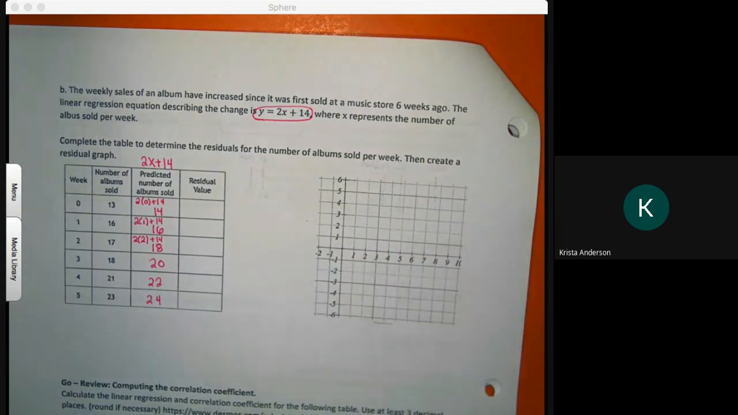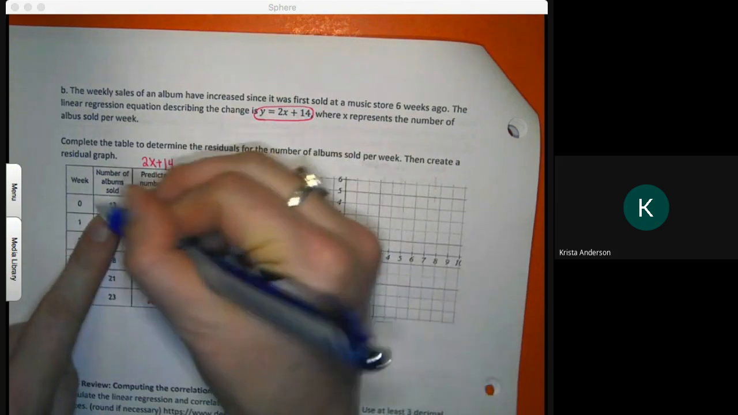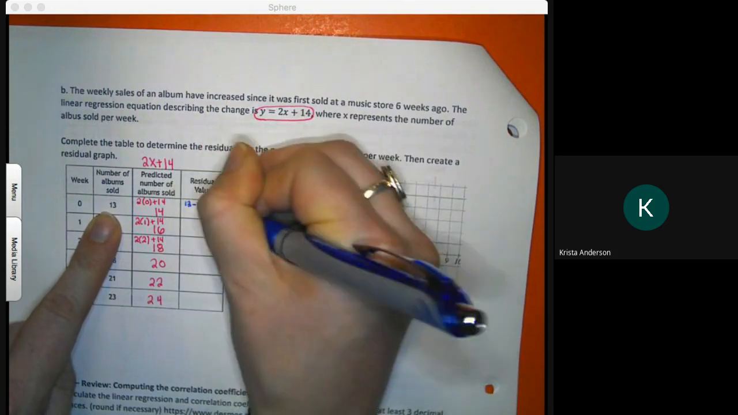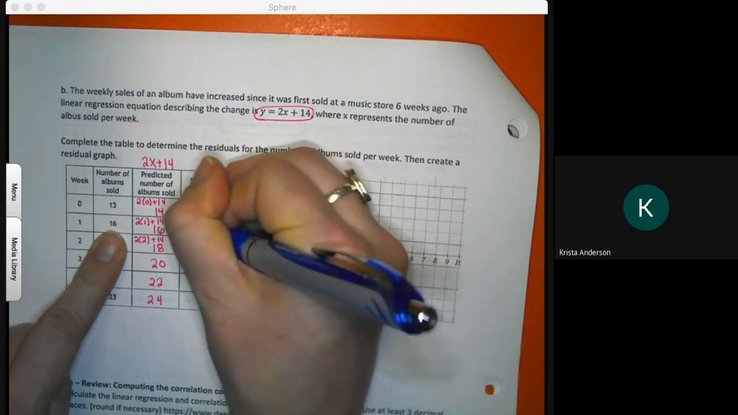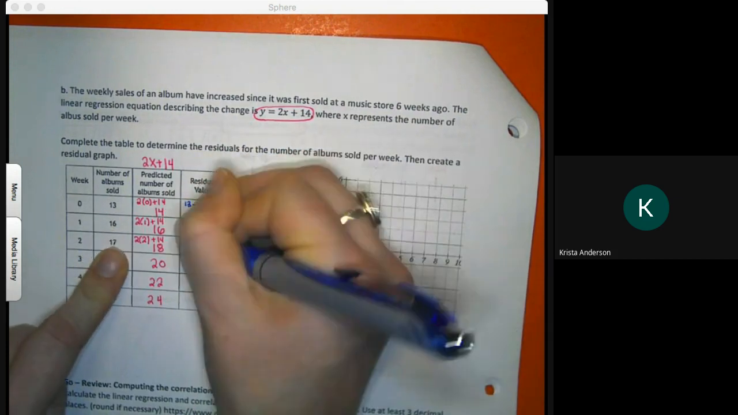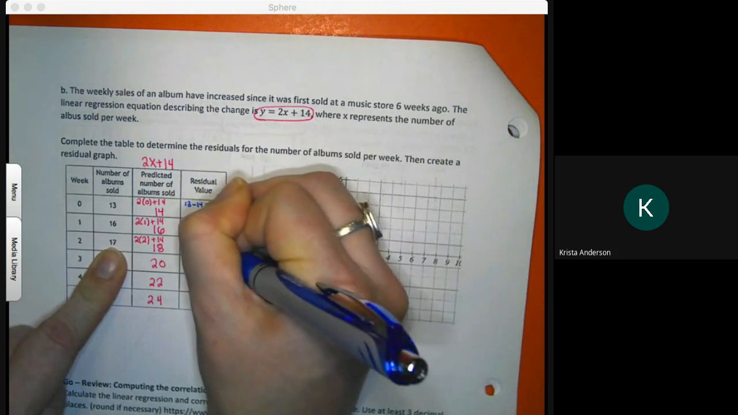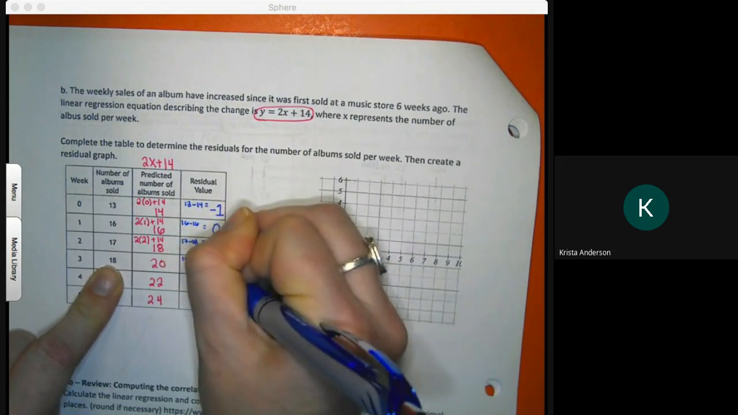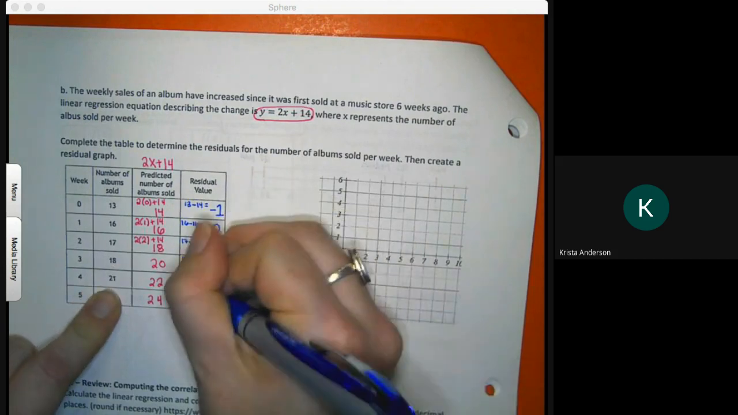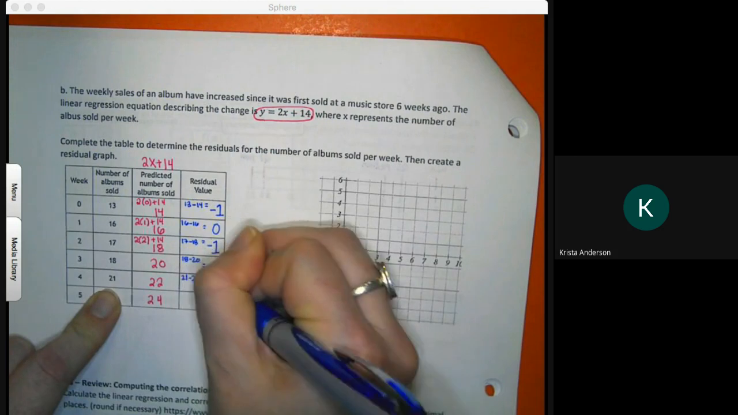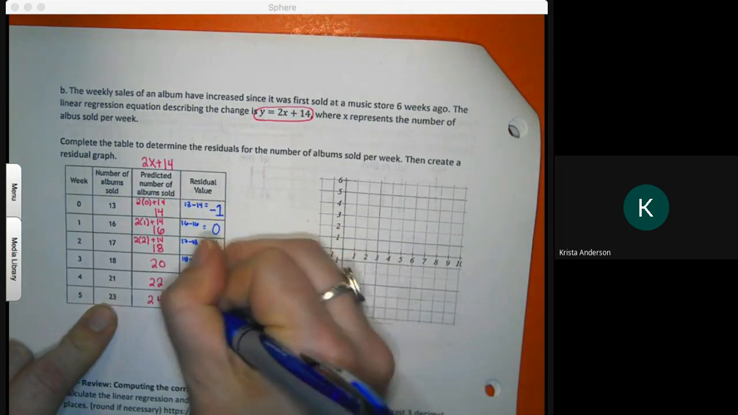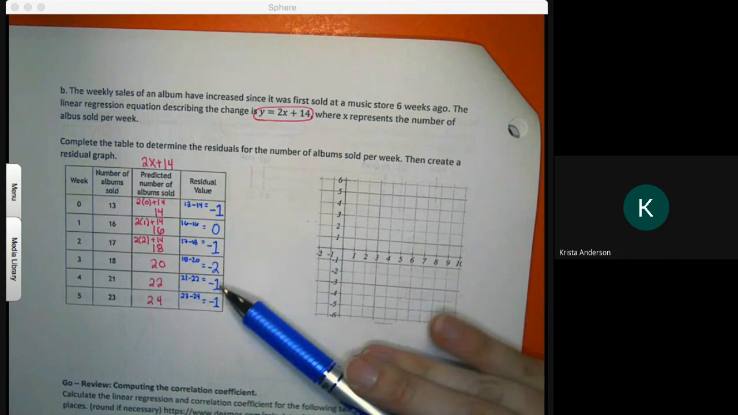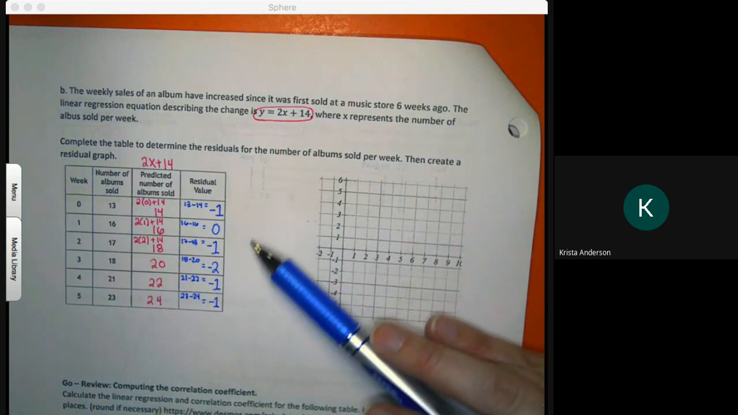Now residual. I'm going to find how far the original number is from the predicted. What is 13 minus 14? -1. What is 16 minus 16? 0. What is 17 minus 18? -1. 18 minus 20. -2. 21 minus 22. -1. 23 minus 24. All right, now, they won't always be negative. It just happened on this one. Sometimes it will be a positive.